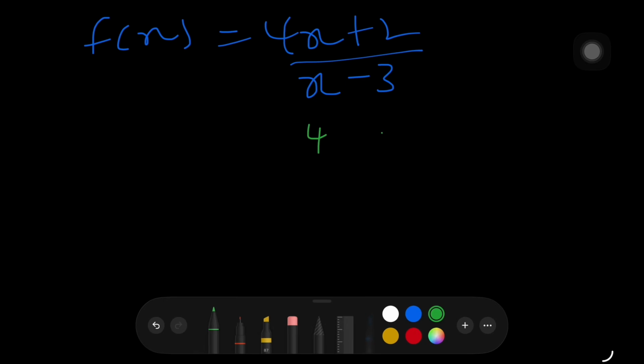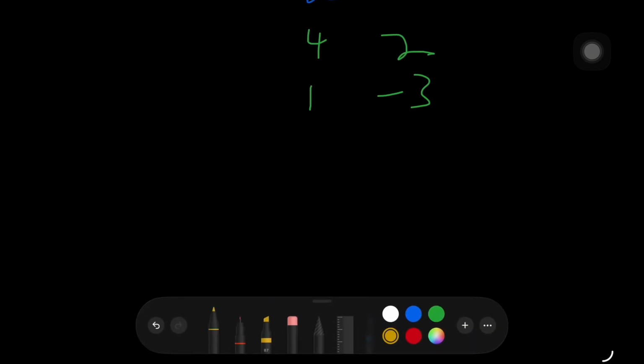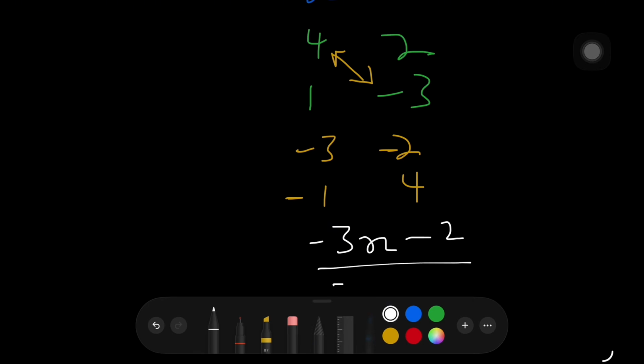You write the function this way: 4, 2, 1, negative 3. Then after that, this is what you do. You exchange these two. You switch their positions, then you negate the signs. So it becomes negative 3, 4, 1, 2. Then you negate the signs of this and this. Then your new function now becomes minus 3x minus 2 all over minus x plus 4.